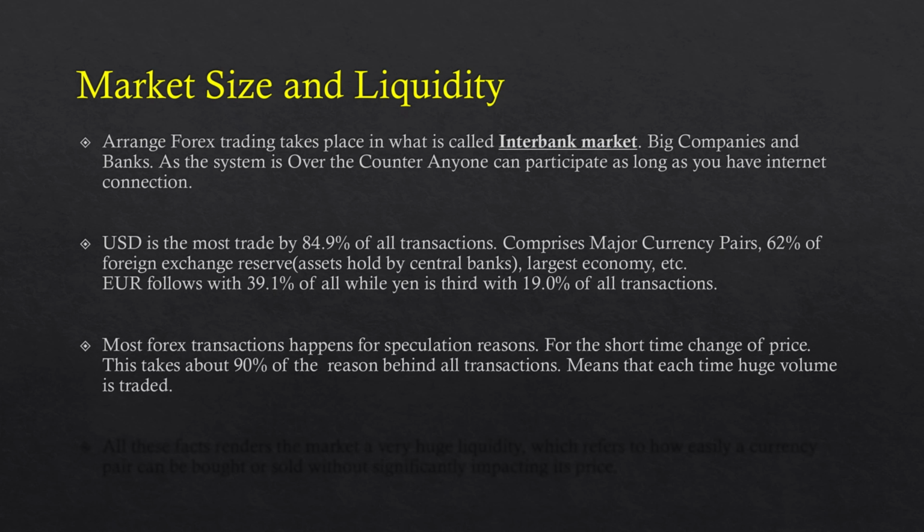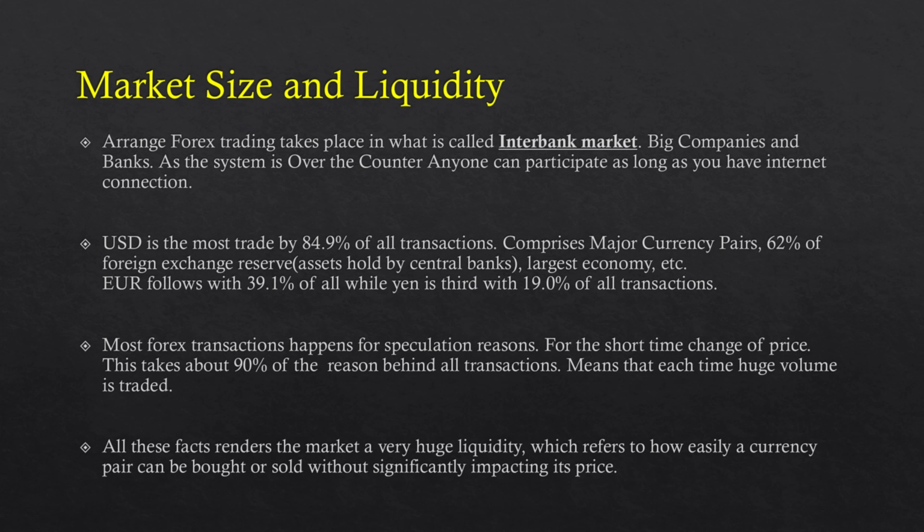It is a fact that most of the transactions happen by speculation. This means that people are trying to make a profit from a small move of the market in a short period of time. This fills the market with a huge amount of volume each time, which is the reason behind the huge market liquidity. The Forex market is huge and liquid. This means that currencies are easily bought and sold without significant impact on the price.